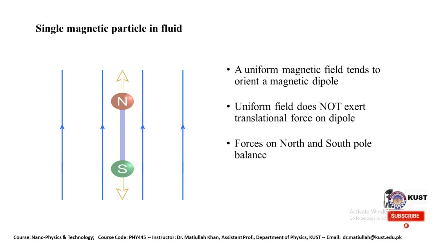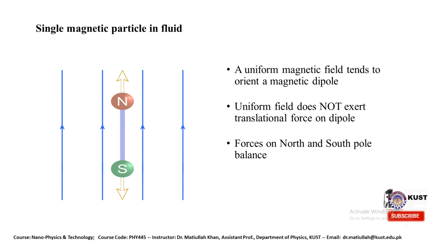So how can we discuss a single magnetic particle in fluid? This is a single magnetic moment, and a uniform magnetic field tends to orient the magnetic dipole. This is just like an electric dipole inside an electric field. A uniform force is applied, and the tendency of the force is to align this magnetic moment in the direction of the field. The external magnetic field will try to align the magnetic moment in the direction of the field. So a uniform field does not exert a translation force on the dipole.